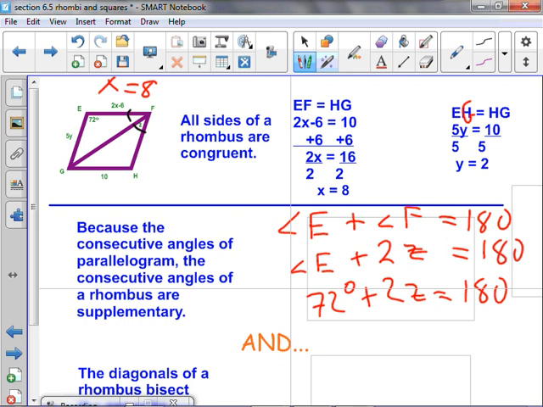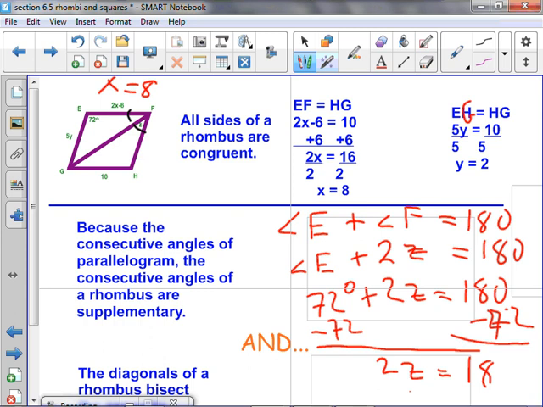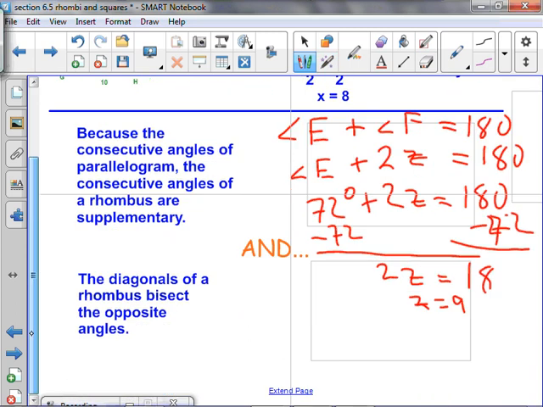Okay? So I subtract 72 from both sides, and I get that 2Z equals 18, or Z equals 9. And we found everything. We have found X, we have found Y, we have found Z.